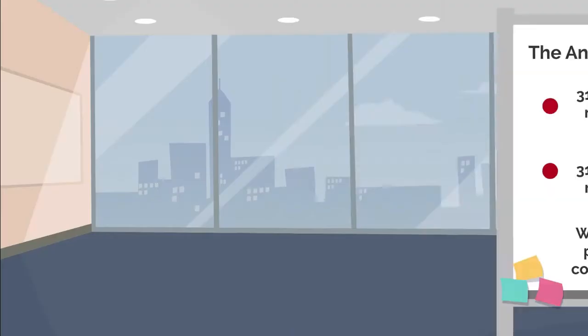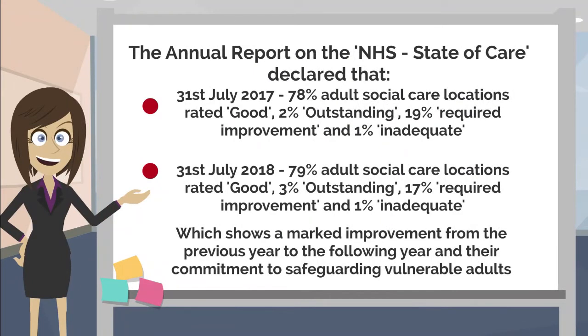The annual report on the NHS State of Care declared that on 31st of July 2017, 78% of adult social care locations rated good, 2% outstanding, 19% required improvement, and 1% inadequate. On 31st of July 2018, 79% of adult social care locations rated good, 3% outstanding, 17% required improvement, and 1% inadequate, which shows a marked improvement from the previous year to the following year and their commitment to safeguarding vulnerable adults.